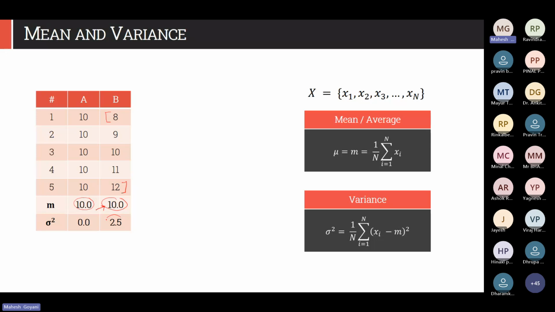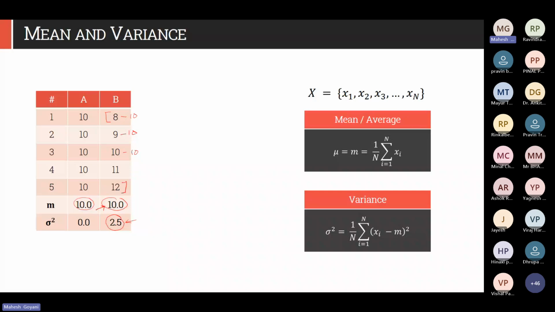But if we look at the variance, then that would be (8 minus 10) whole square plus (9 minus 10) whole square plus (10 minus 10) whole square and so on. So variance is 2.5. So basically mean will tell us what is the center of the data, and variance will tell us how much on an average data points differ from the mean. Right? So on an average it differs by 2.5.